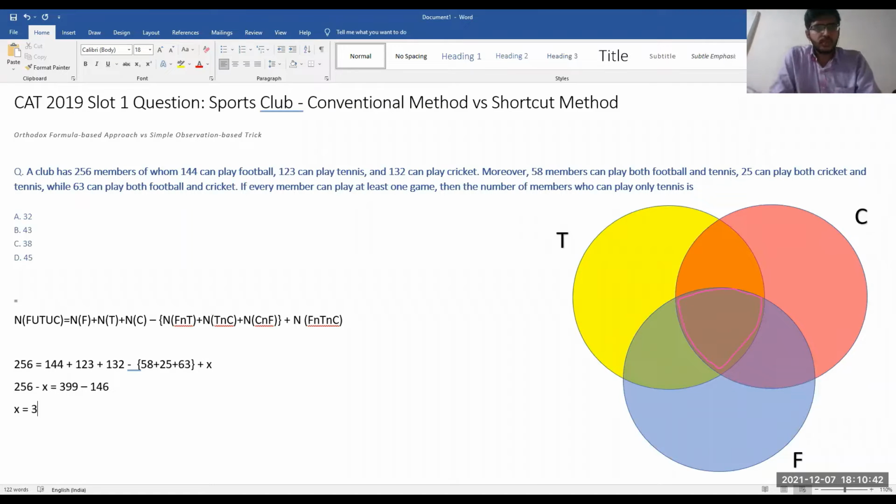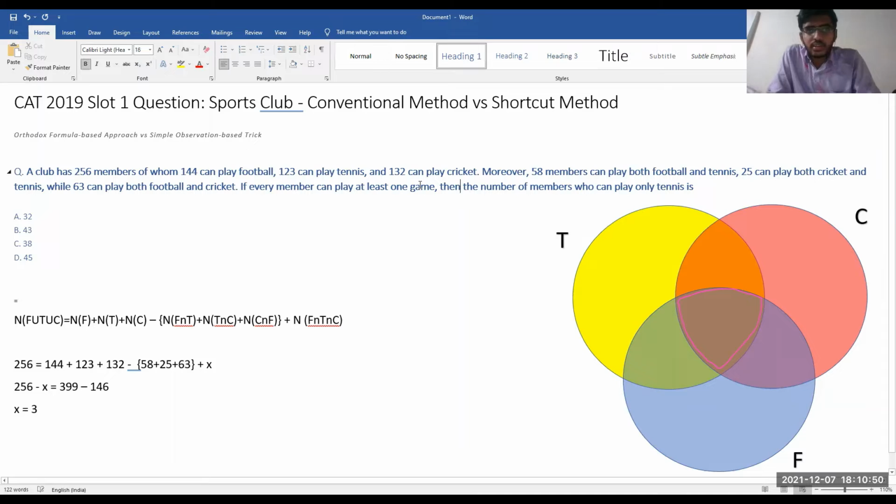So x equals 3. How many steps did this take? Let's just count the number of steps. And mind you, we have not found the solution. What was the question asking? Then the number of players, right? Read the question. What does the question seek of you? This is something that you should have ideally done at the very beginning, right? So number of players who can play only tennis. So X is not the answer.